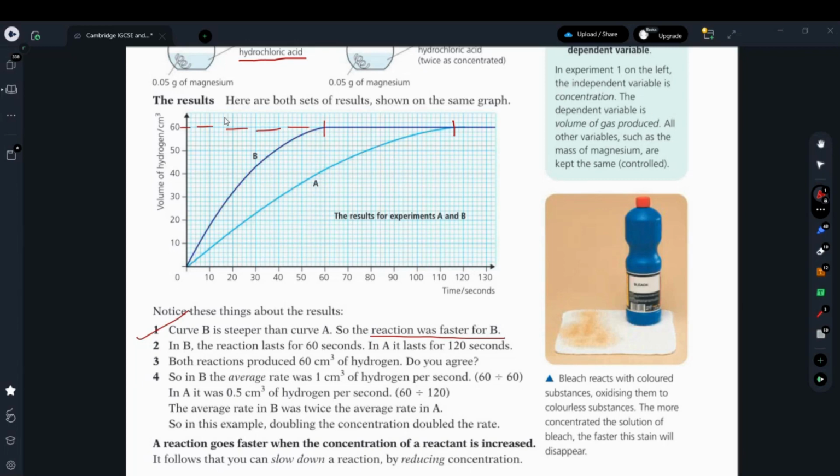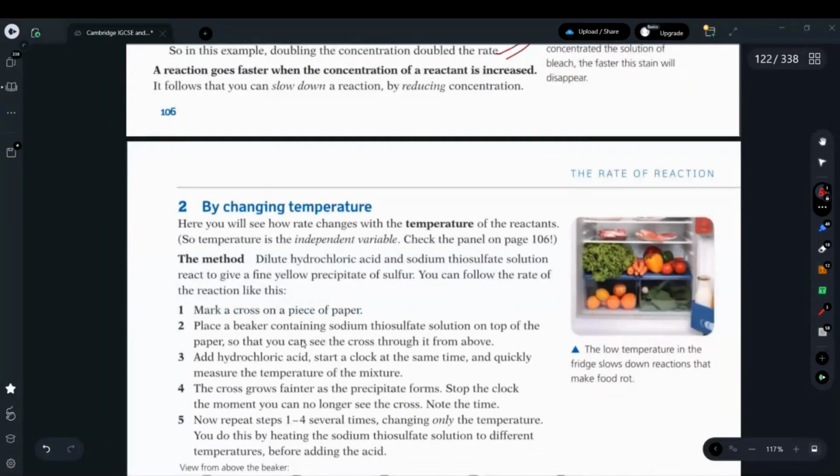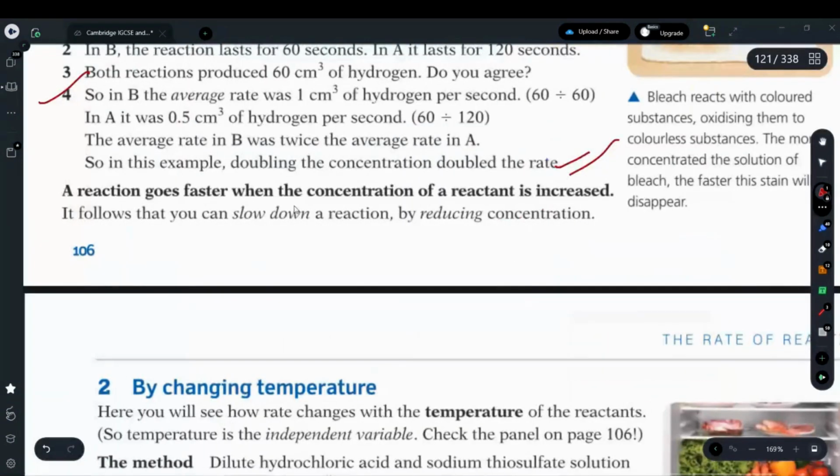If you read the fourth point here, you will see what is written. In B, the average rate was 1 centimeter cube of hydrogen per second. That's the basic idea. But in A, it was about 0.5 centimeter cube of hydrogen per second. You can calculate this very easily. They have also given the idea. So the average rate of reaction in B was twice the average rate of reaction in A. So what do we come across with this? The reaction goes faster when the concentration of reactant is increased. This is the basic point we have learned from this.